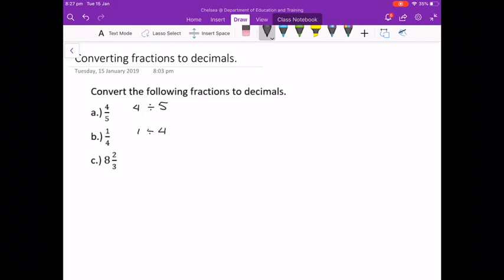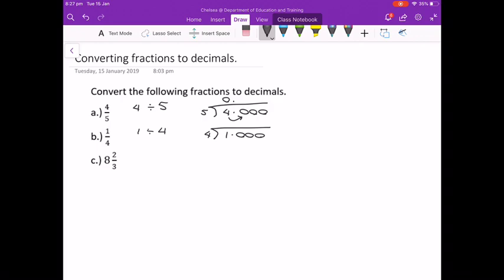Now you could simply type that into a calculator, but let's imagine that we don't have a calculator in this instance. A way that we can do it is by doing short division. Now I'm putting a decimal point in and a couple of zeros just in case we need them. How many 5s go into 4? The answer is 0. How many 5s go into 40? 5 8s are 40. So the answer is 0.8.